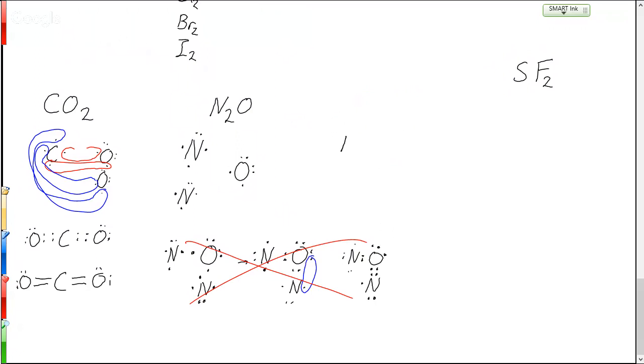Let's try instead to put an N in the middle and an O on one side and an N on the other side. Let's see if we can get that to work. All right, so if we do that, we can share here and here. And that takes care of the oxygen and the nitrogen. And then we can share one of these.